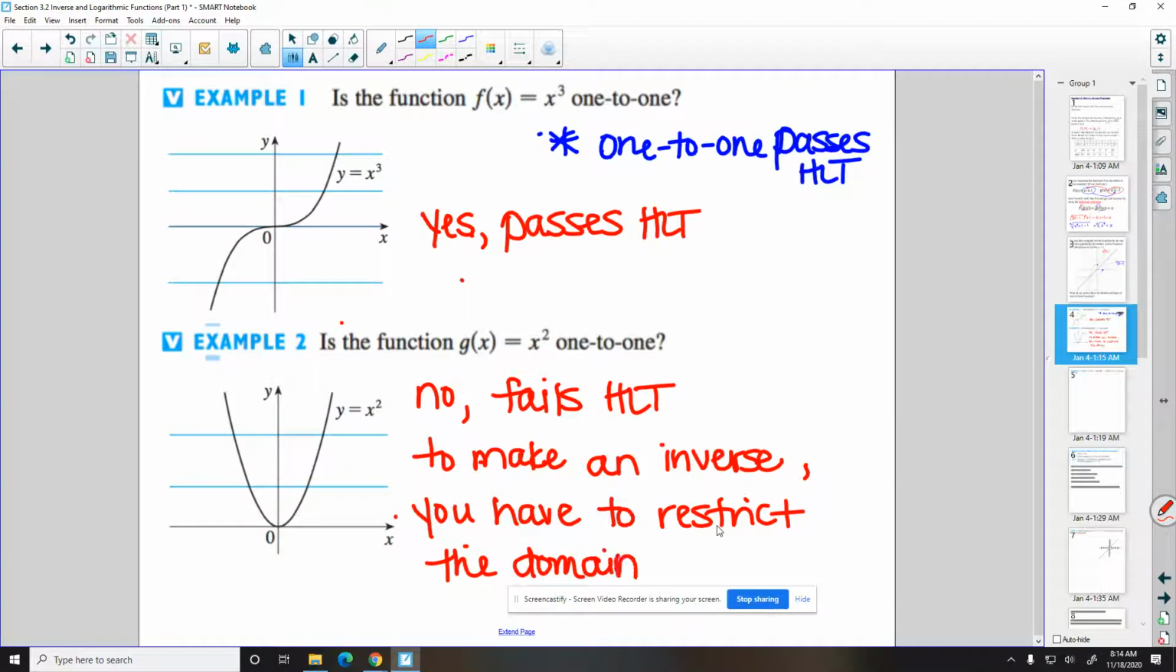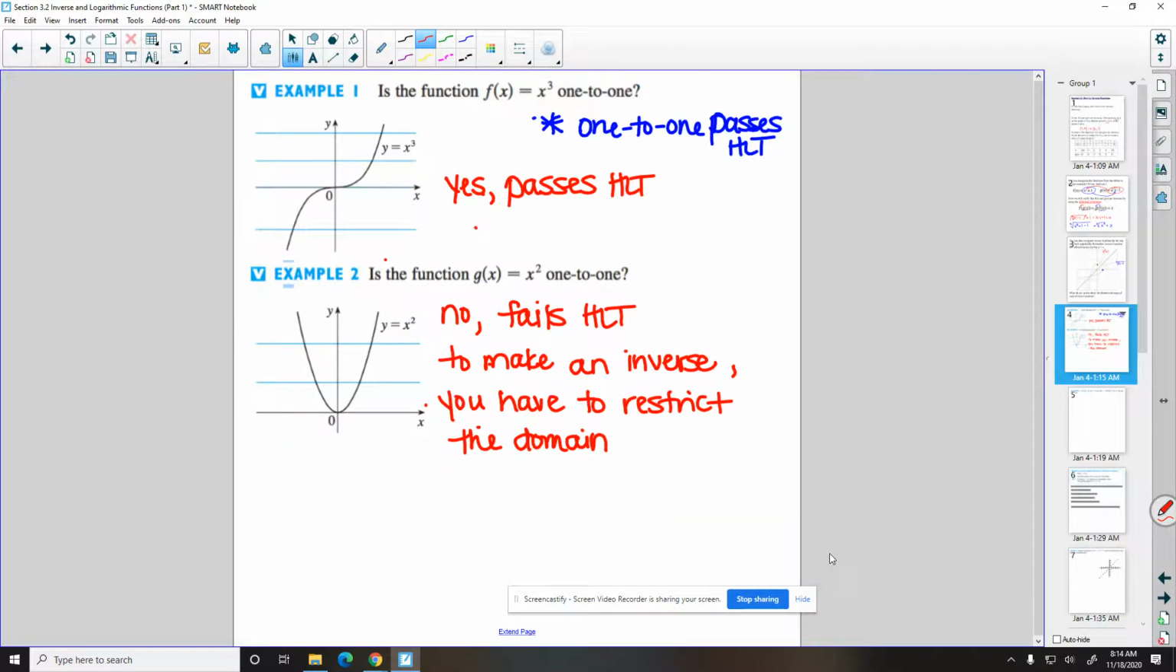Restricting the domain just means you're basically going to cut the graph down. So think of it like this. This is a U shape, and because it's a U shape, it fails the horizontal line test. If I take half of the U away, the remaining part would then pass the horizontal line test, making it invertible. So we're going to restrict the domain of this function to basically just include half of the current U shape, which would be from 0 to infinity.